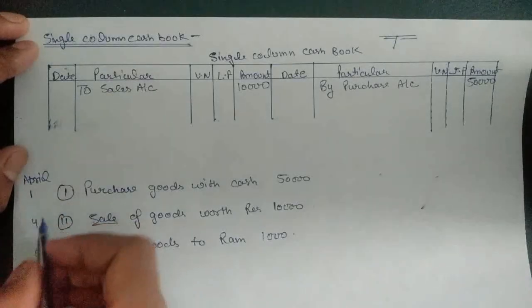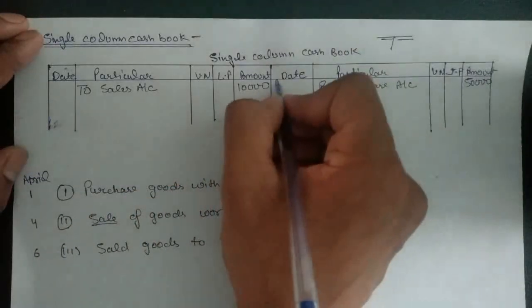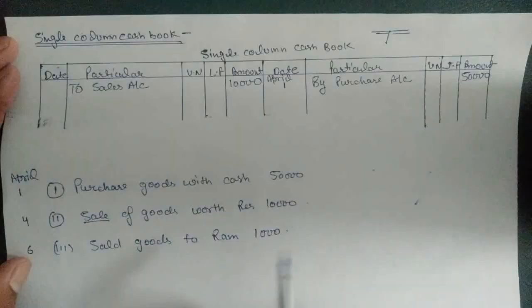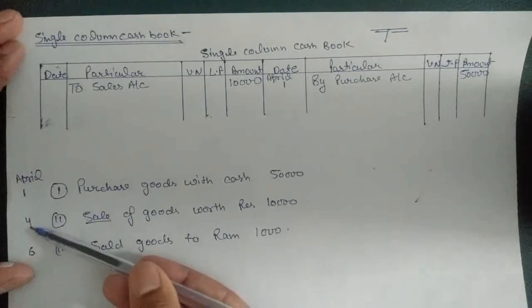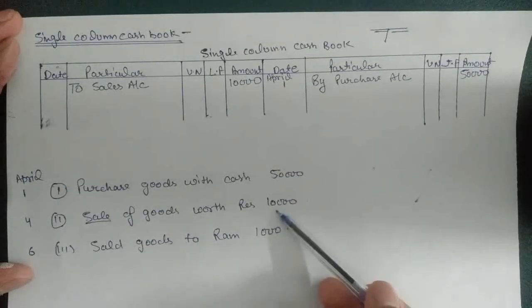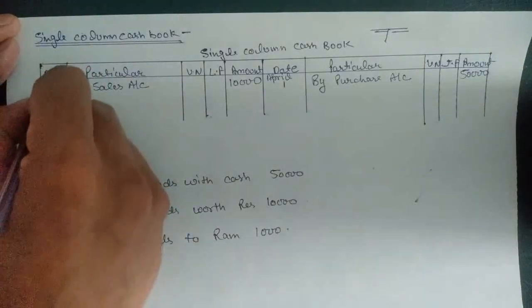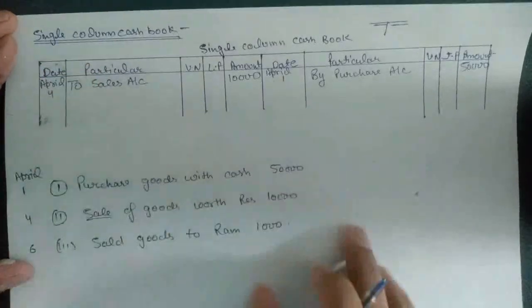In case we have dates for them, like April month, 1st April, 4th April, 6th April, so we will use the date also here, April 1st. Next is on 4th April. We are selling goods worth 10,000, so we will put the entry here, April 4.